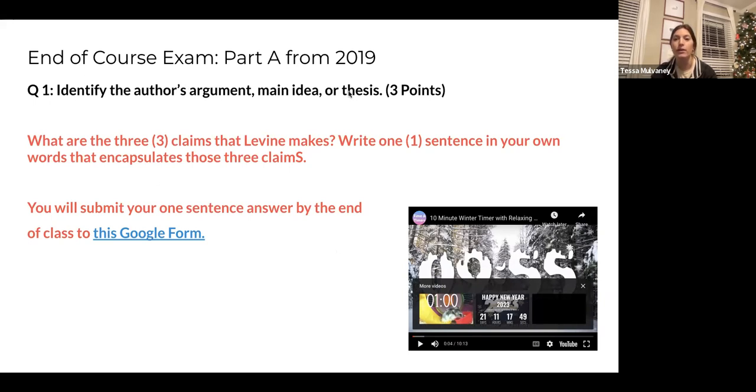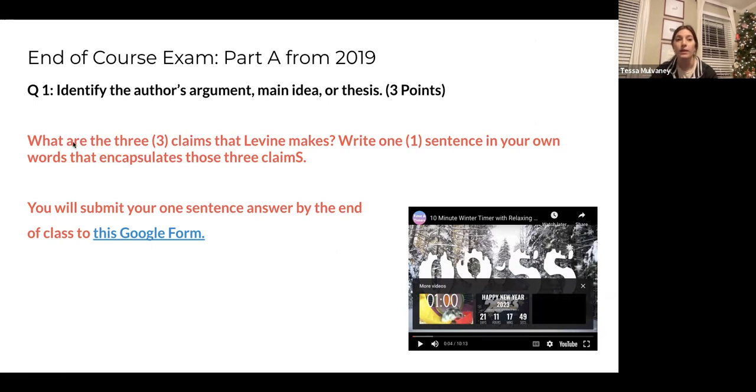So you're going to read the article individually. You're going to annotate it individually. Then as a group, you are going to decide an answer to this first question. What is the author's argument, main idea, thesis? Why did they write this? What are they trying to communicate?